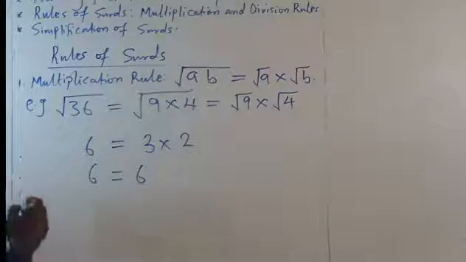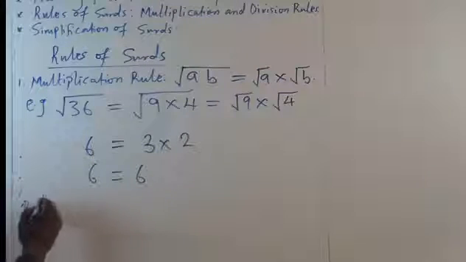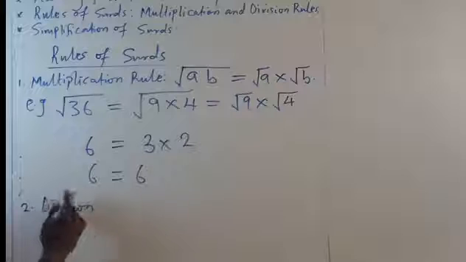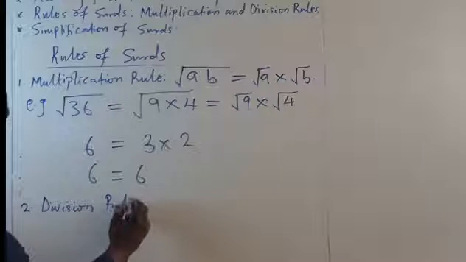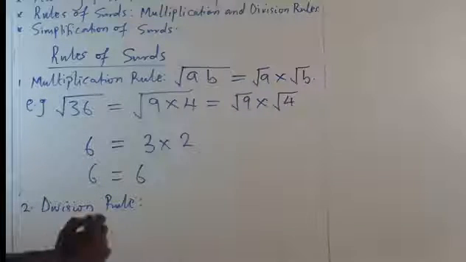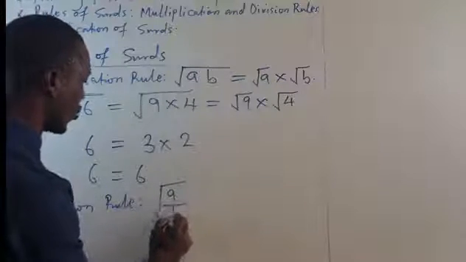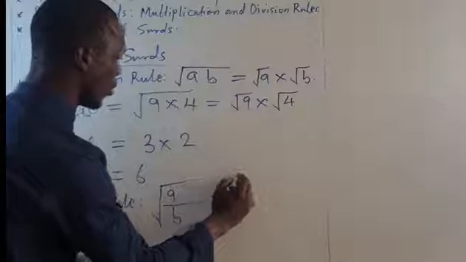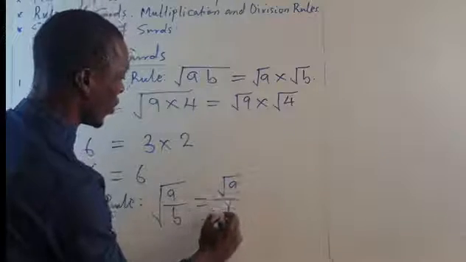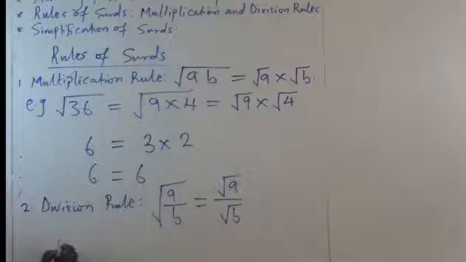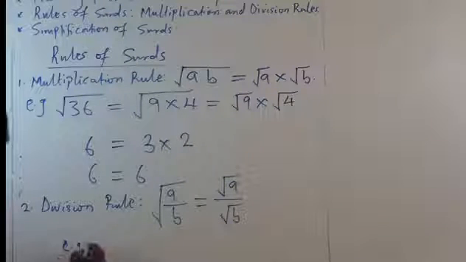Then the second one is the division rule of surds. We have the division rule of surds, we state that the square root of a over b is equal to the square root of a all over the square root of b. So let's take for instance as well.